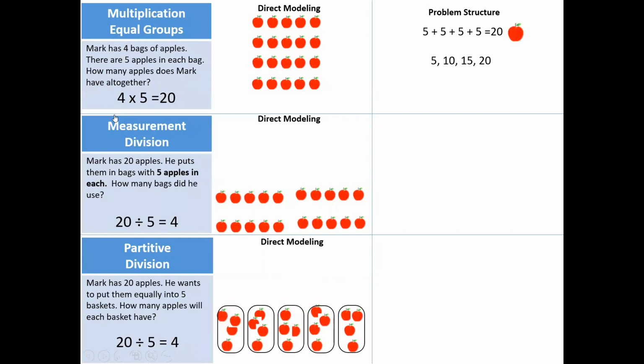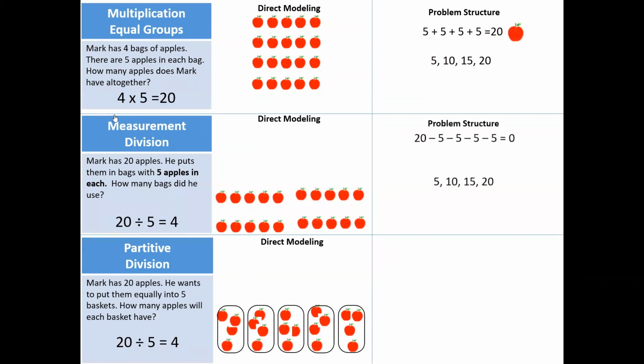So let's take a look at the problem structure. Say a child wasn't going to use direct modeling. Say they were going to try and use the problem structure. They could go 5 plus 5 plus 5 plus 5, which equals 20, right? And 5, 10, 15, 20. But what are they counting by? That 5 means 5 apples. So they're actually counting by what they're solving for. They're solving for how many apples there are. They're counting by apples, okay? And they're dividing the apples, all right?